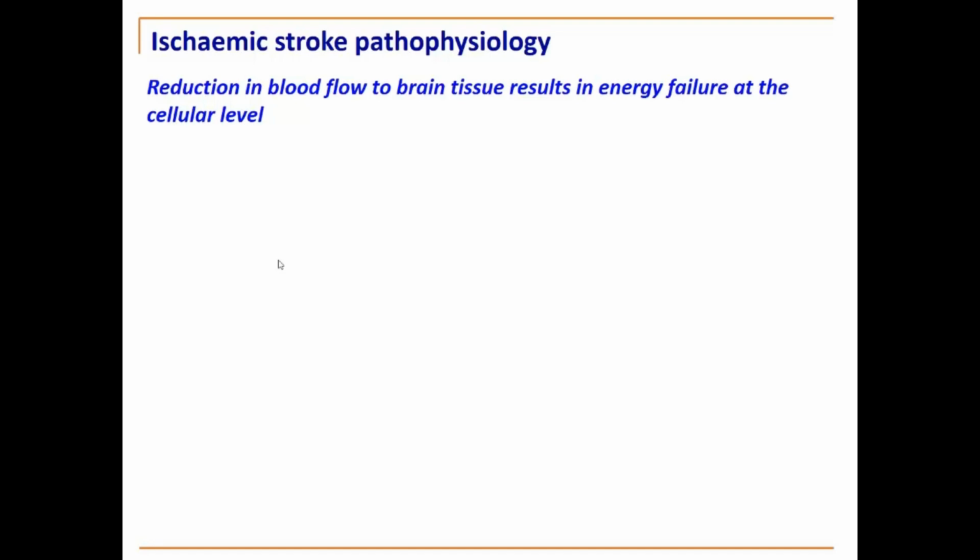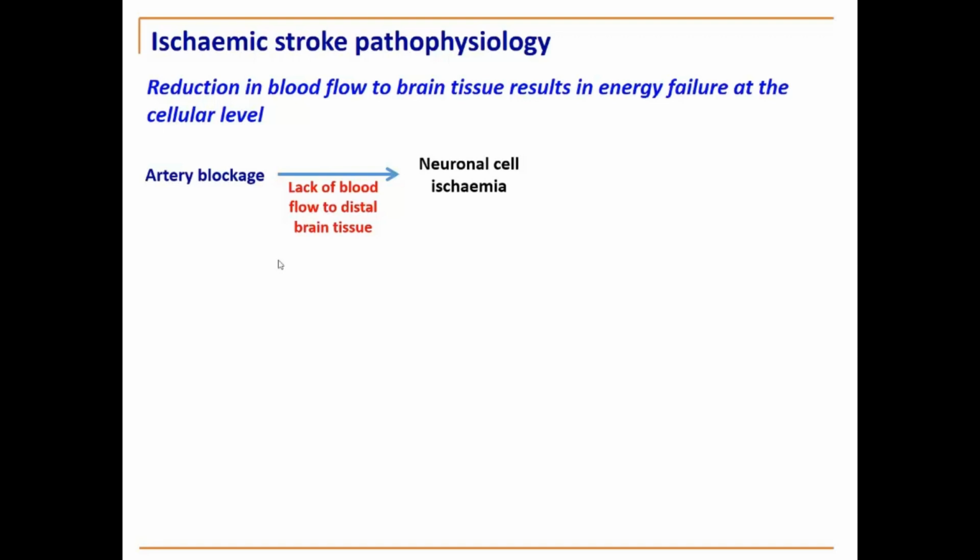So what actually happens with an ischemic stroke? Well, that reduction in blood flow to the brain tissue results in energy failure at the cellular level. In other words, you're not getting the nutrients and the oxygen to that part of the brain, so it can no longer function correctly. So that artery blockage, often down to an atherosclerotic plaque that has ruptured, means there's a lack of blood flow to the distal part of that brain tissue, so further downstream of where the blockage has occurred.